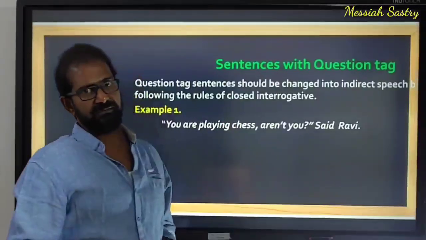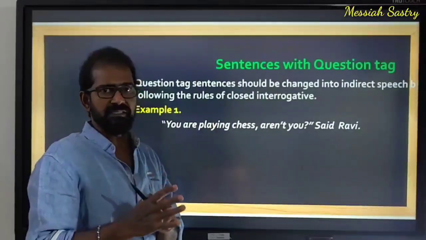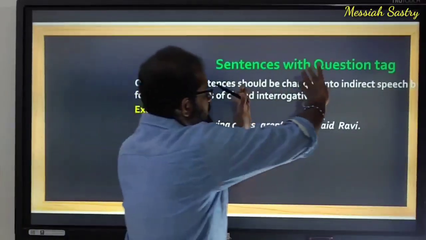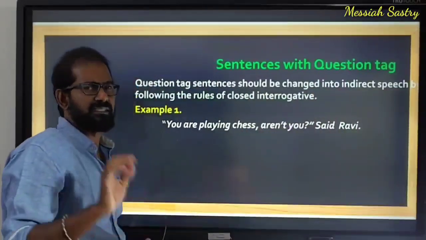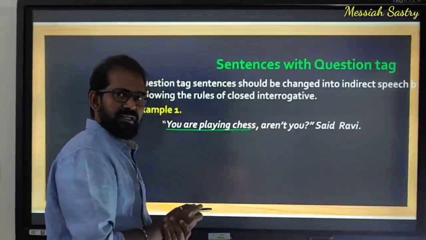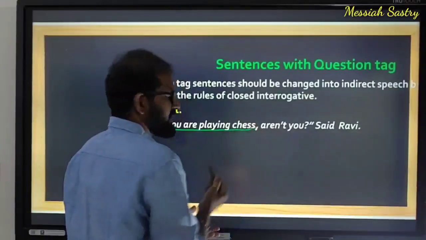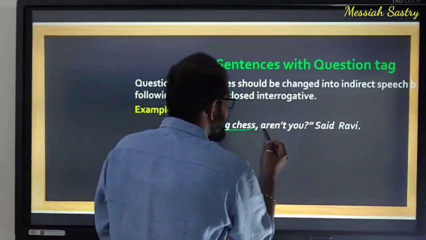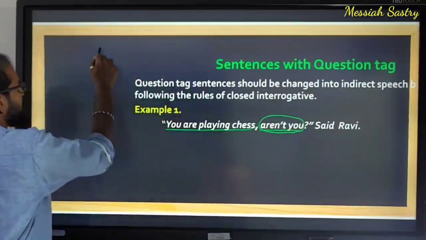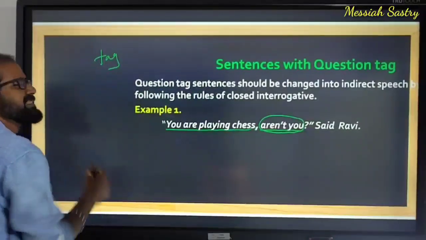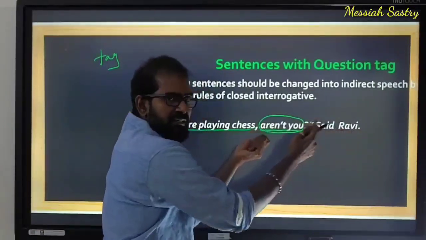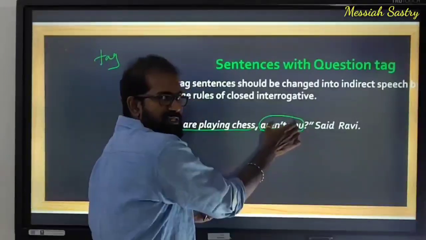Sentences with question tag. How do we change sentences that have a question tag? It is just when you see a sentence with a question tag. Let us see what a question tag is. A declarative or assertive sentence followed by a comma, and then there will be a piece of a question. The word itself says tag. Tag is what? A piece. So it is not a complete question, we just use a piece of a question.